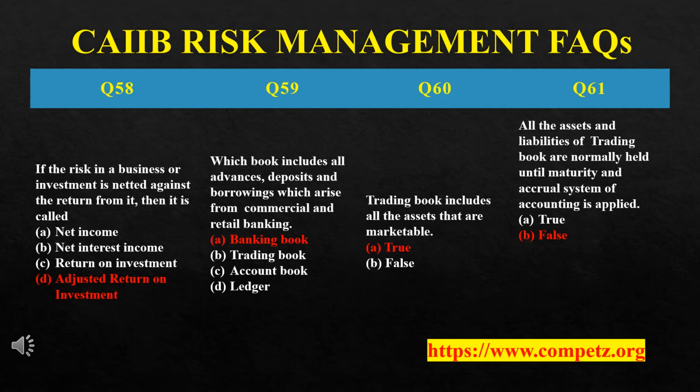Answer is B. Why? Because all the assets and liabilities of the banking book, and not the trading book, are normally held until maturity and the accrual system of accounting is applied. This statement is correct, but not for the trading book. Since they have mentioned trading book, the answer is false. If they had mentioned banking book, the answer would be true.